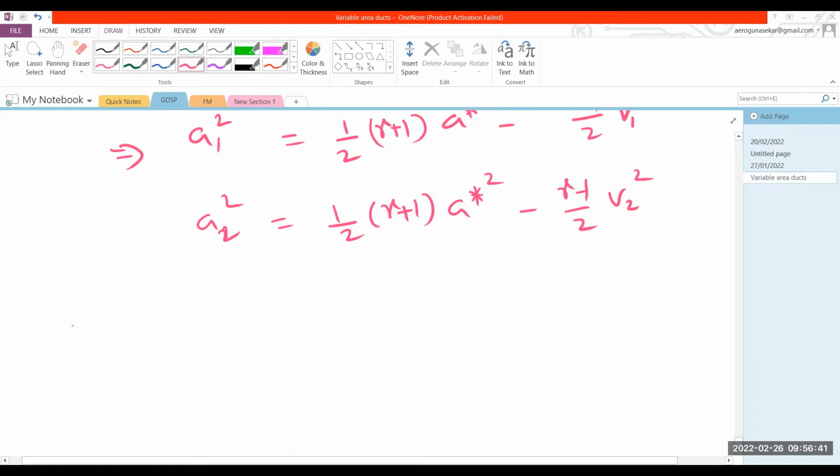We also know that the flow across the soft wave is adiabatic. Now we are going to substitute this relationship, a1 square and a2 square, in equation number 4.